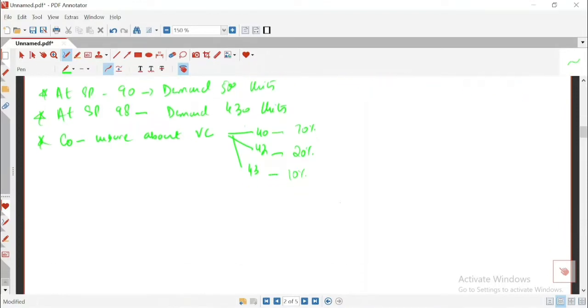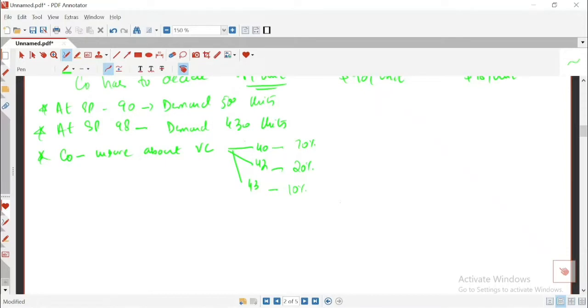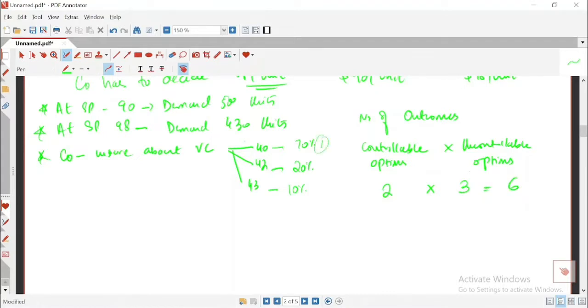So how are we going to construct a payoff table? In a payoff table we are definitely going to construct a return. Now in the return, see how many outcomes we are going to have. Number of outcomes is controllable options into uncontrollable options. How many controllable options do we have? 2, because we can either choose selling price 90 or selling price 98, but we have 3 uncontrollable options. These are 3 occurrences whose probabilities are given. So they are 3 and 2 controllable options. Multiplying the two, we are going to get a total of 6 outcomes.